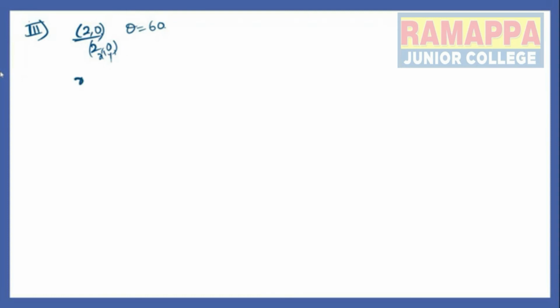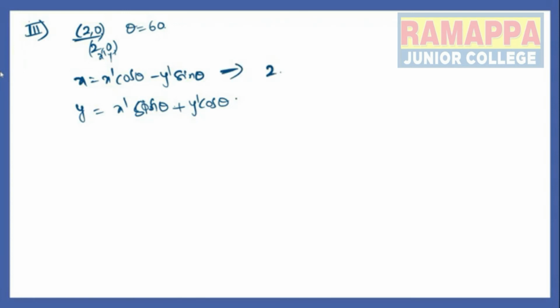So here x is equal to x' cos theta minus y' sin theta, y is equal to x' sin theta plus y' cos theta. So in this we put the values. x' is how much here? 2 into cos 60 minus y', which is 0, so 0 into sin 60, it will become 0. And 2 into cos 60, how much? Cos 60 is 1 by 2, so it will become 1.